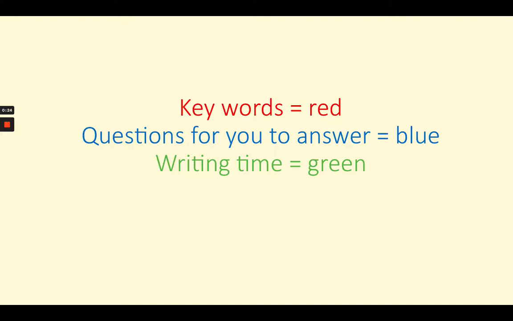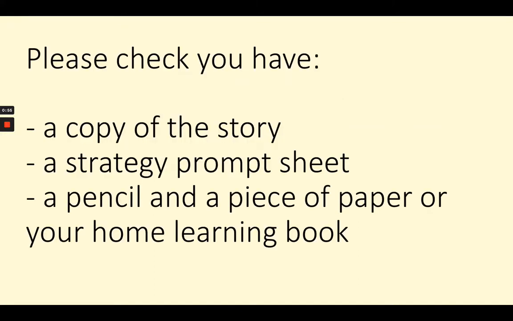You will see some words in red. These are key words that are very important for your learning. They may be vocabulary words, important phrases, or those sentence starters that it's important we use when answering questions and reading. You'll also see some writing in blue. These are questions for you to think about and answer. Anything written in green is for you to write on a piece of paper or in your home learning book.